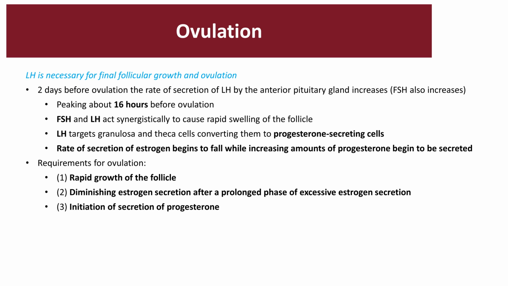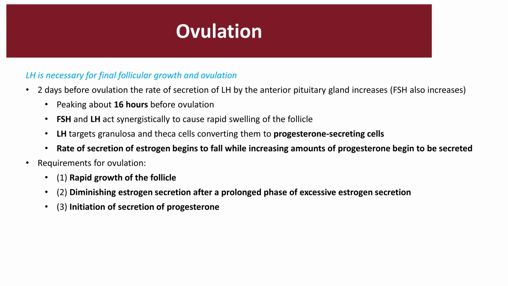Shortly before ovulation, the outer wall of the follicle swells and a small area in the center of the follicular capsule, which is the stigma, begins to protrude. LH is necessary for the final follicular growth and ovulation. Without this hormone, even large amounts of FSH cannot cause this stage to occur.